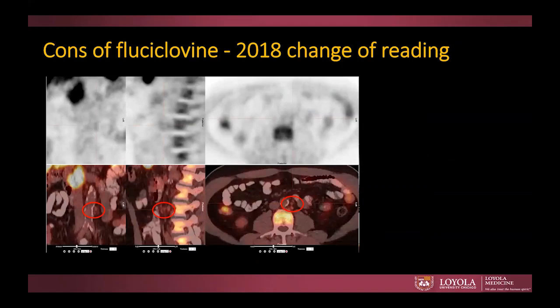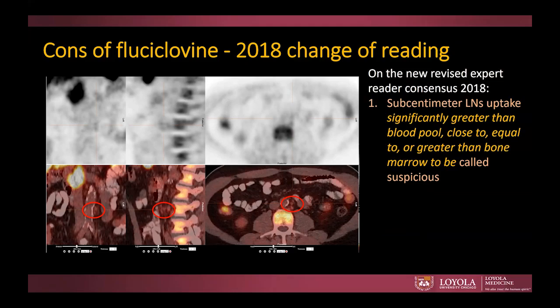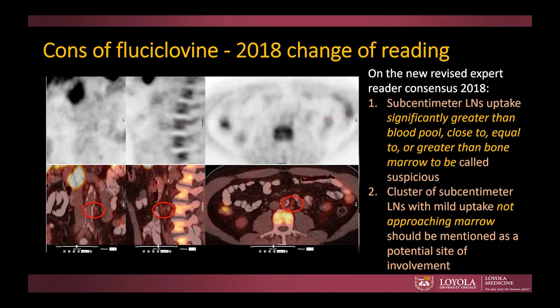The problem with it is the same patient, just a little bit below, and you can see there is a cluster of lymph nodes. So with sub-centimeter lymph nodes, we do give ourselves the option to understand that if there is a cluster of lymph nodes with mild uptake, even though it's not approaching the marrow, it's not significantly above aorta, and essentially should not be called positive, it is still suspicious because it's a cluster of lymph nodes.